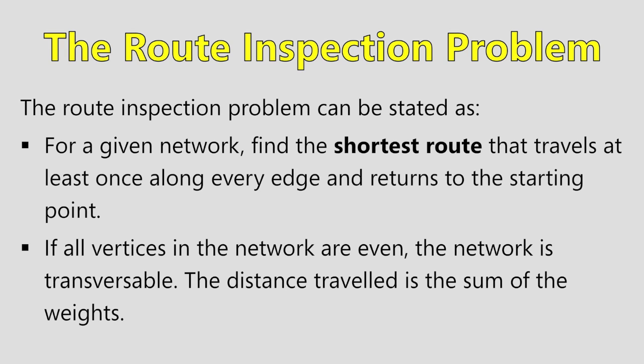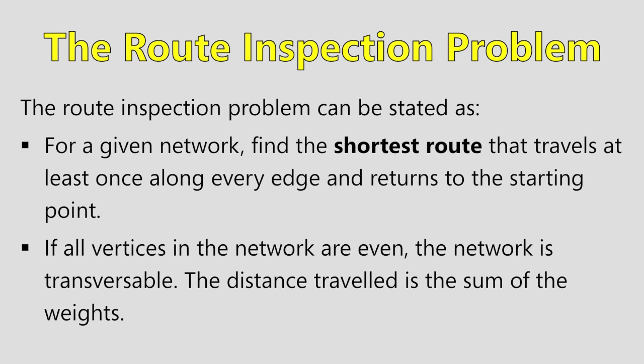The route inspection problem can be stated as, for a given network, find the shortest route that travels at least once along every edge and returns to the starting point. If all vertices in the network are even, the network is traversable. The distance travelled is the sum of the weights.